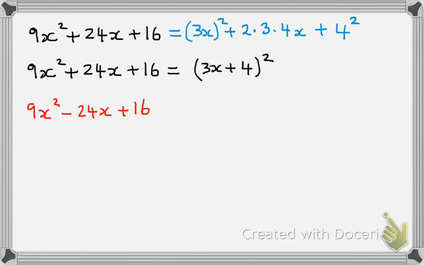And what if the sign is negative in the middle? Instead of 24x, you have minus 24x. The only difference is that you will have 3x minus 4 all squared instead of 3x plus 4 all squared.